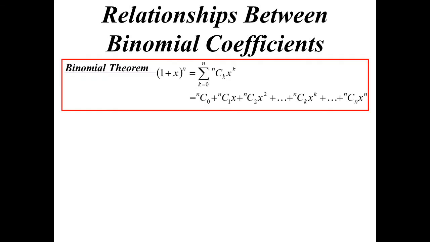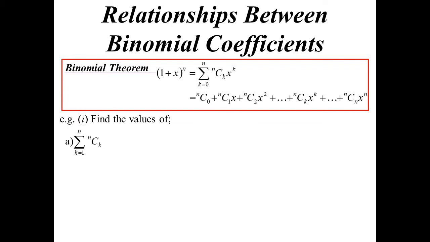Let's have a look at some of these relationships that exist between the binomial coefficients. Remember, it all starts with the binomial theorem, which we've defined to be (1 + x)^n, and I've written it in some notation there. So the general term is nCk x^k, starting from k equals 0 going up to n, and if we were to expand that out, we'd end up with nC0 + nC1 x, and so on up to nCn x^n. So all these questions, basically we're starting with that idea.